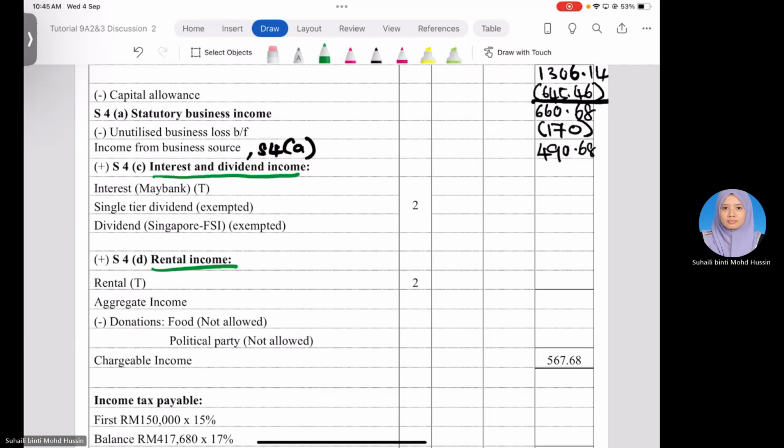We have interest that you receive from the fixed deposit placed in Maybank. For the company, the amount is not exempted, so the amount is subject to tax.